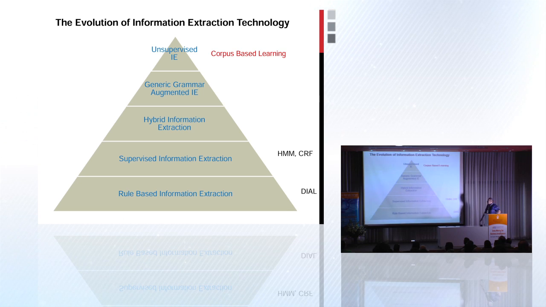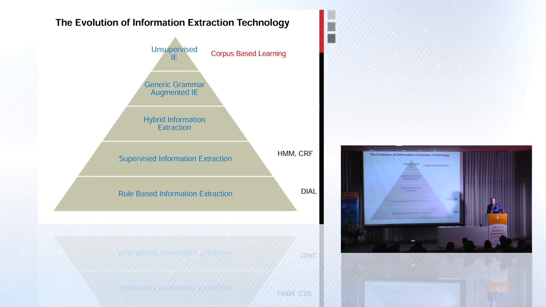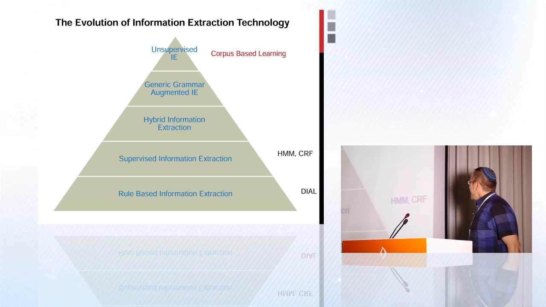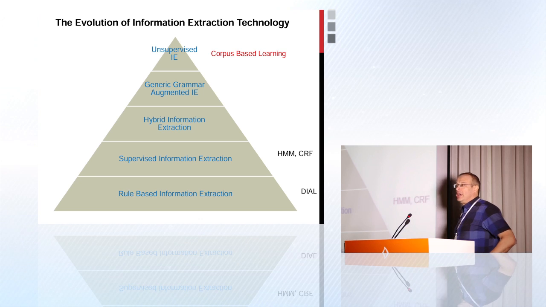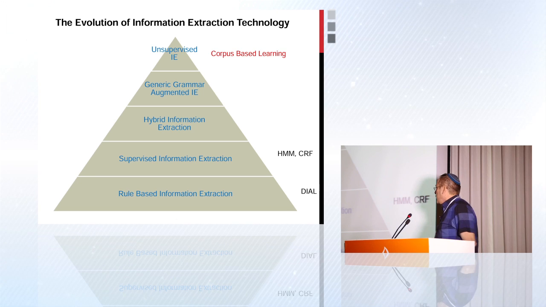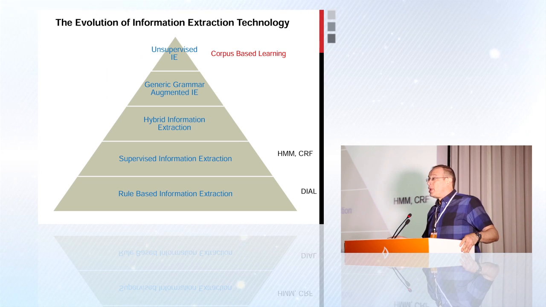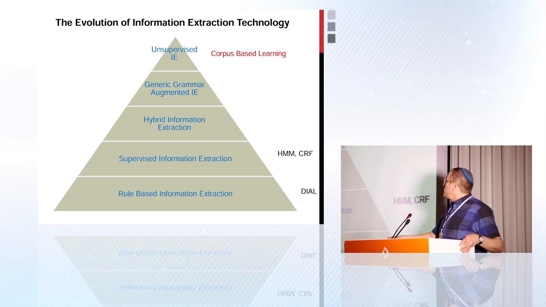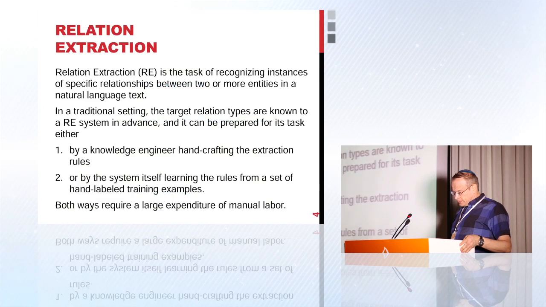So this is the evolution of information extraction technology. At the bottom of the pyramid, we see rule-based information extraction. So this is really the 80s, 90s. On top of that, we have supervised information extraction, things like hidden Markov models, conditional random fields. You can combine the two lower levels into hybrid information extraction. And then you can start to use parsers to learn the rules automatically and use unsupervised learning in order to learn the different rules.